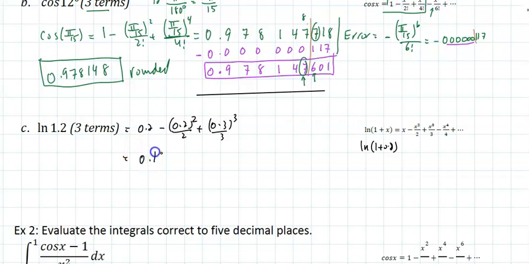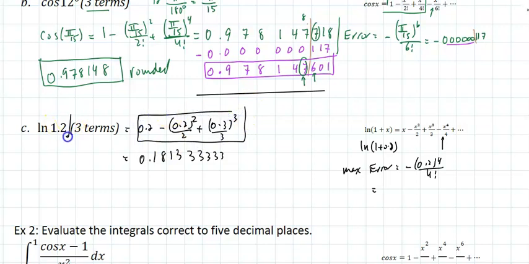0.18133333, all threes. If I get my error, which is the next term, my maximum error will turn out to be negative 0.2 to the 4th over 4 factorial. So this is telling me if you decided to only use those 3 terms to describe a natural log, then the error in your approximation is a negative 0.1234.